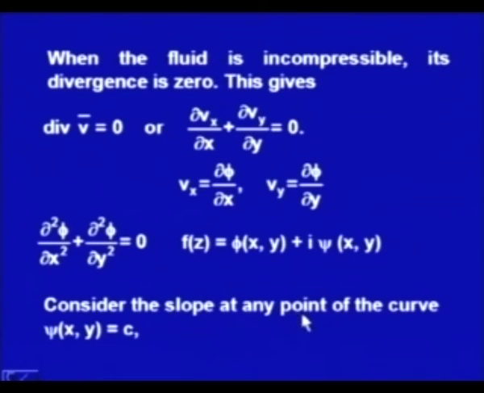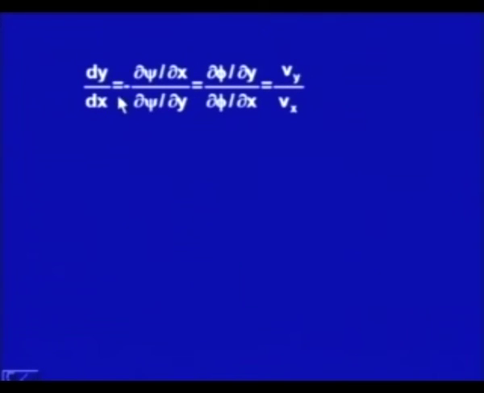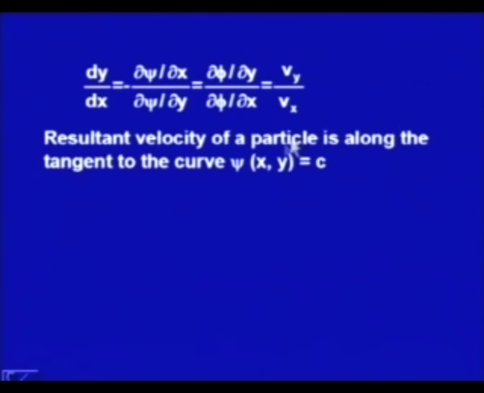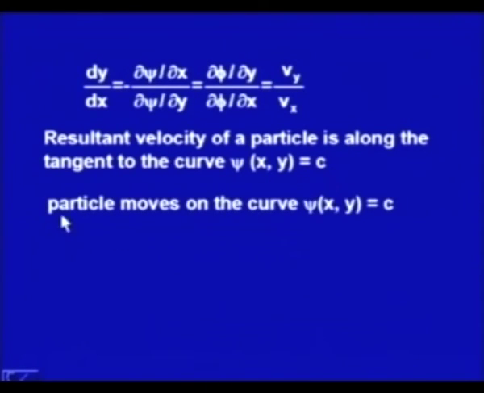We consider the slope at any point of the curve psi(x, y) equal to c, and it is computed as dy by dx equal to minus del psi by del x divided by del psi by del y, which is equal to del phi by del y divided by del phi by del x from the Cauchy-Riemann equations, and this is equal to Vy by Vx. So, dy by dx is this. So, we say that the resultant velocity of a particle is along the tangent to the curve psi(x, y) equal to c. So, we say that a fluid particle moves on the curve psi(x, y) equal to c and its velocity is given by phi(x, y).